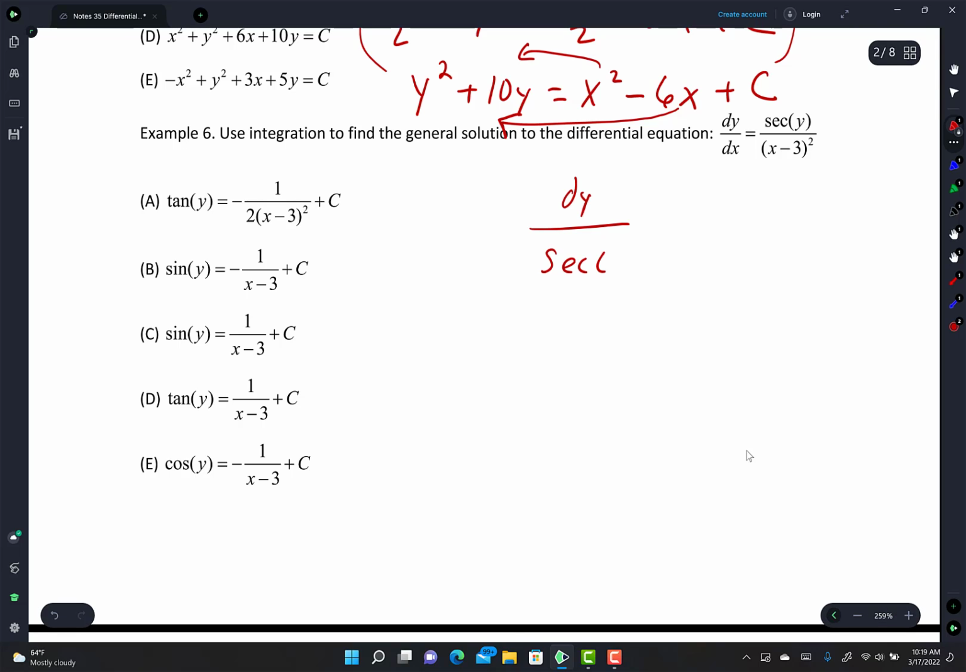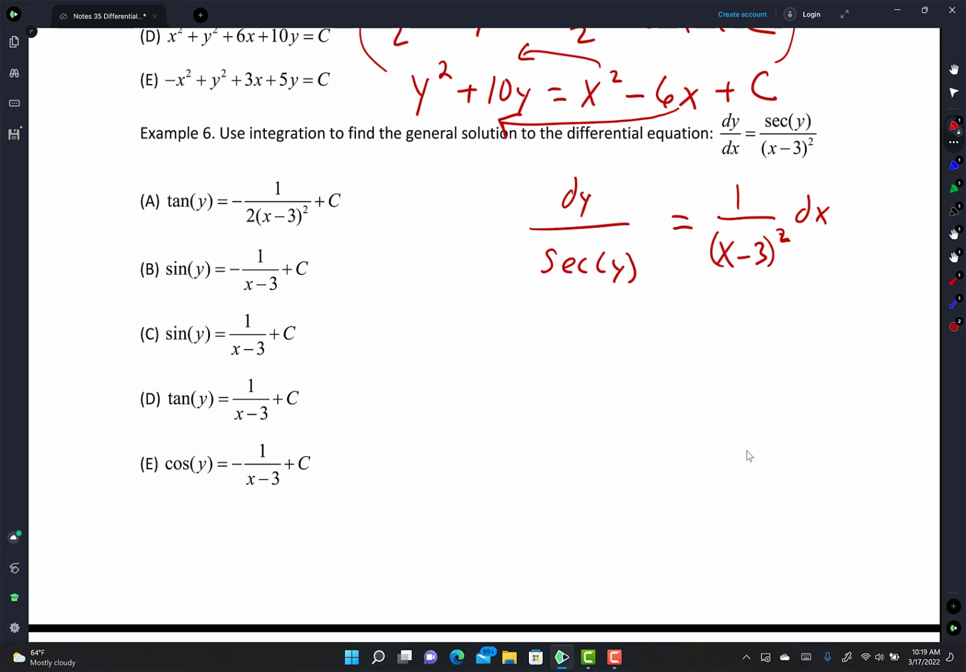Secant y, perfect. Secant y equals, and what did I put here on the right-hand side? Yeah, you can write dx over x minus 3. I'm going to write it as 1 over x minus 3 squared times dx. You can write dx over x minus 3 squared, but I'm just going to write it like that for simplicity. How do we feel? Okay.